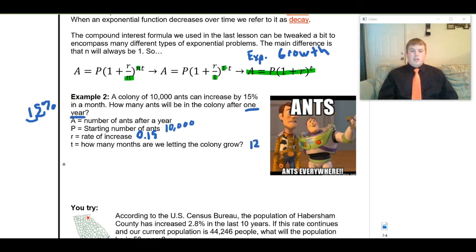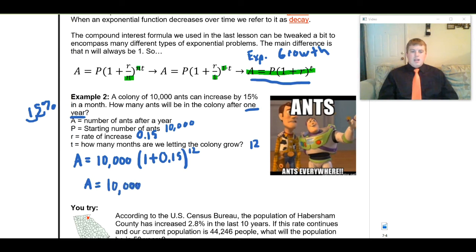Now all we need to do is plug this into the formula that we just derived. We are looking for A, so we still don't know what that is. We're going to plug in 10,000 for P, because that's how much we started with. We're going to do 1 plus our R, which we figured out was 0.15, raised to the 12th power, because our T was 12. Now we can do some quick simplification on this, and a lot of times you will see this simplified as 1.15, but go ahead and add those together. After that point we can just plug it into our calculator.